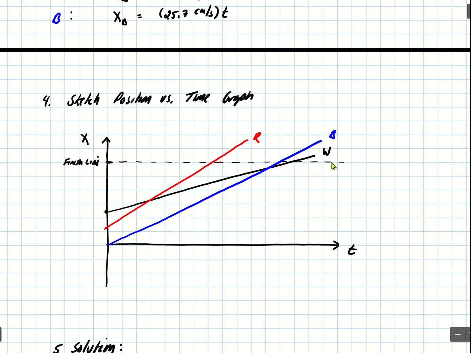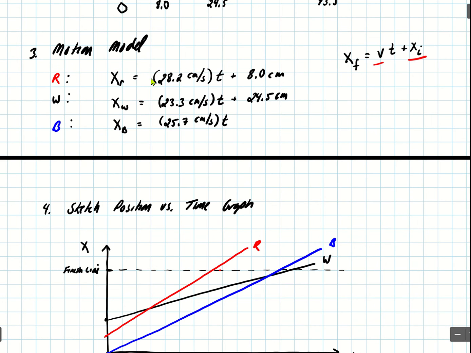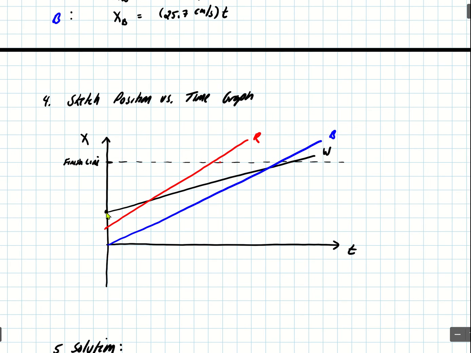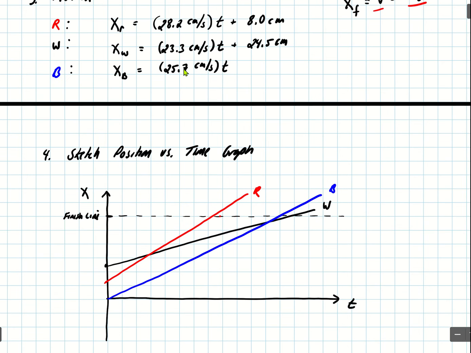Number 4, make a meaningful sketch. This one's a little tricky because these differences in speeds are pretty small, so this is a bit of an exaggeration, perhaps. It's fairly challenging to do when everything is pretty close together in speed. I put Blue starting at the origin and going at a certain rate, 25.7. Then white starts out ahead. It's the furthest ahead, and it's going slower. So you notice I tried to make its line less steep than Blue's.